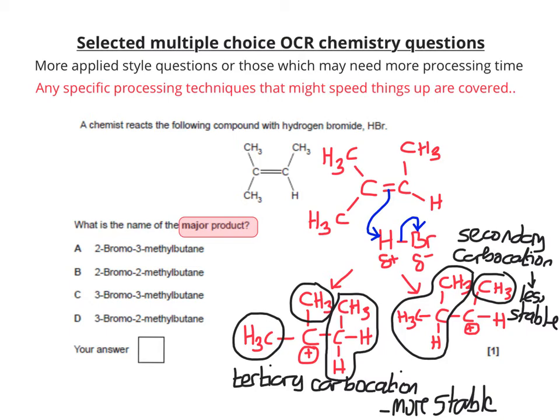So thinking about what the names of the major product are, you can see quite clearly that this one will lead to 2-bromo, 2-methyl butane.